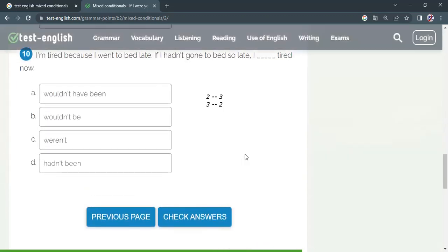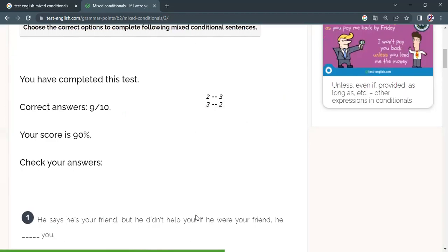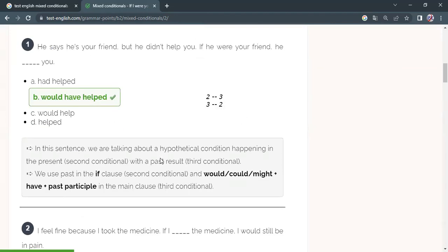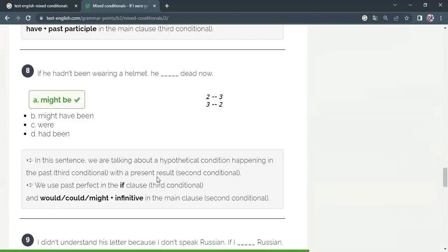I'm tired because I went to bed late. If I hadn't gone to bed late, I tired now. I wouldn't be. Wouldn't be. 9 out of 10. Okay, which one? I noticed which one was wrong.